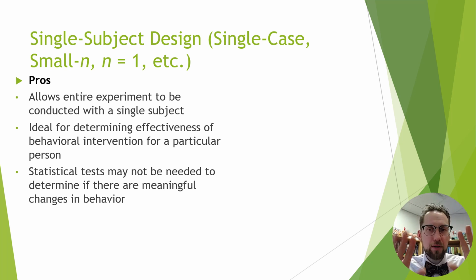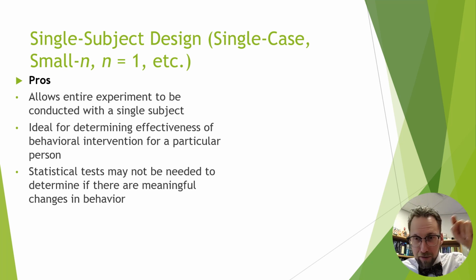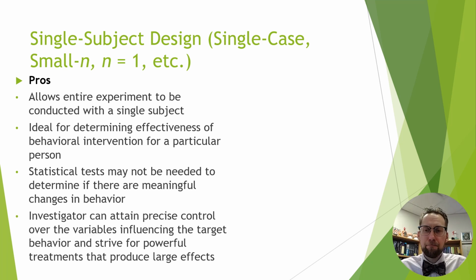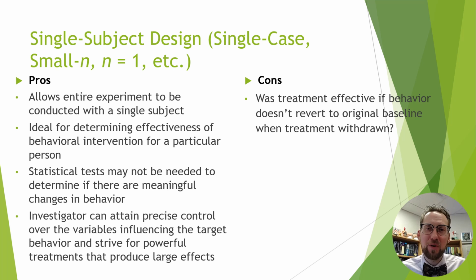Now, modern scientists would, I think, disagree a bit with that, but it's an interesting viewpoint. So you may not need stats. You just look at the graph. While the behavior goes down, down, down, and then it levels off, well, then the behavior is reduced, period, right? And you can attain very precise control over the variables that are influencing the target behavior. You can try to get very powerful treatments that produce really large effects because you're really studying that one person. But of course there are downsides as well.